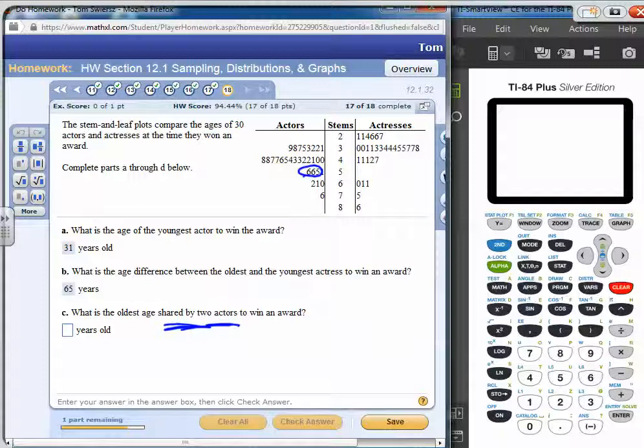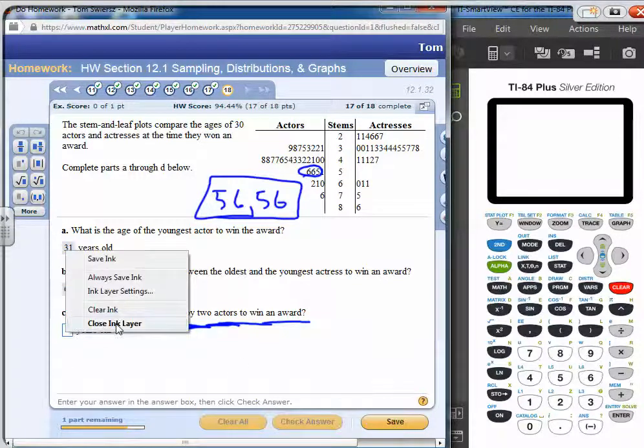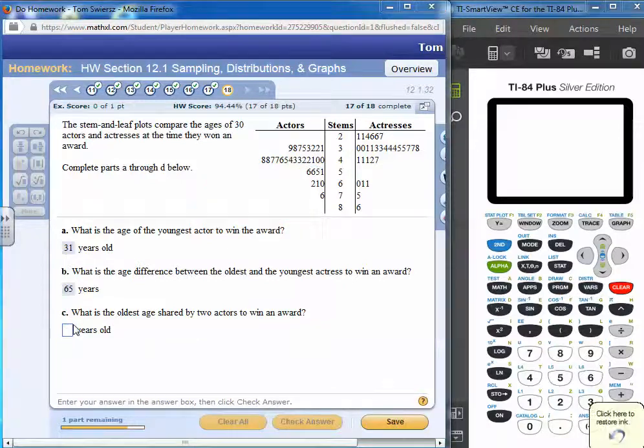So that represents, the stem is 5, so it's 56. So the age 56 occurs twice. So the oldest age shared by 2 actors is definitely the age 56 because it occurs twice as a leaf under the actors.